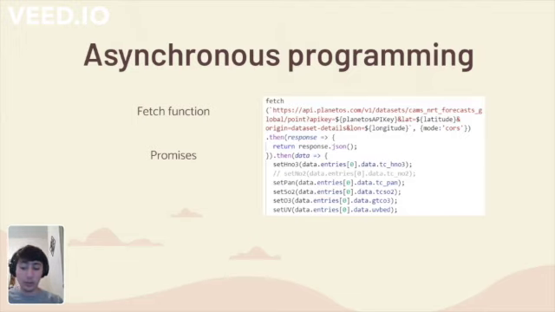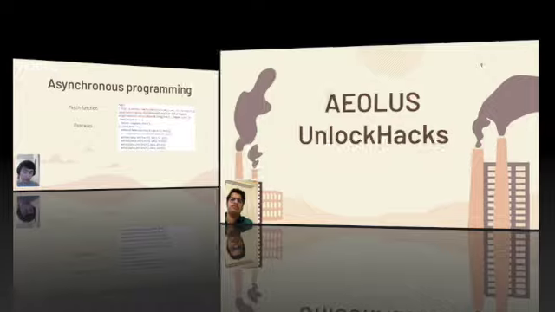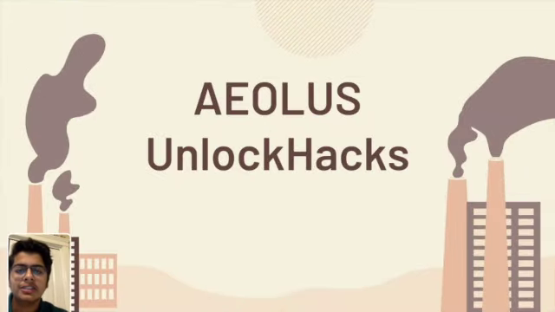So we used what's called a promise, which is when we tell the program to come back to a certain piece of code later on, and that code that it will come back to later on is the code in the .then arrow function. That concludes our presentation for Aeolus and our submission for the Unlock Hacks 2022 competition. Thank you.